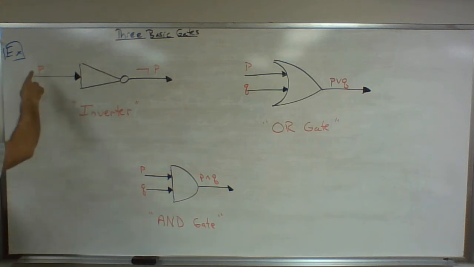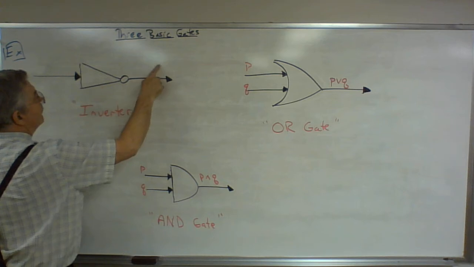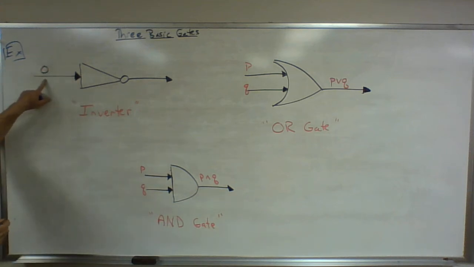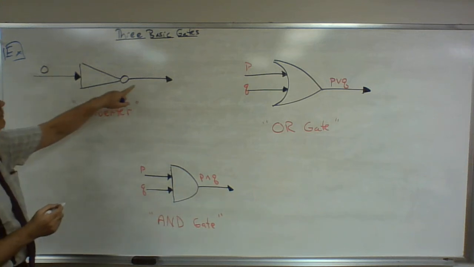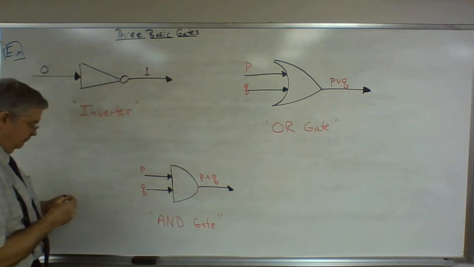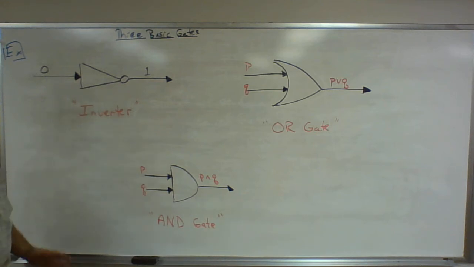Here's one example. And let's say that the input is the 0 bit. Logically, 0 stands for false. So the inverter is going to take false and convert it to true, which is the 1 bit. So this is how an inverter would act on a single bit signal.